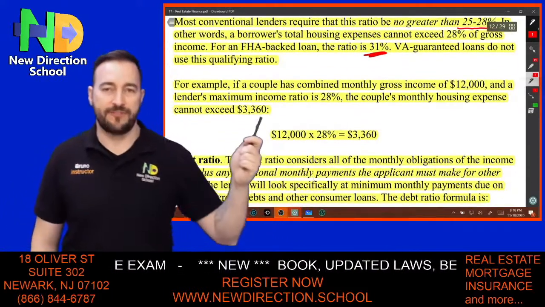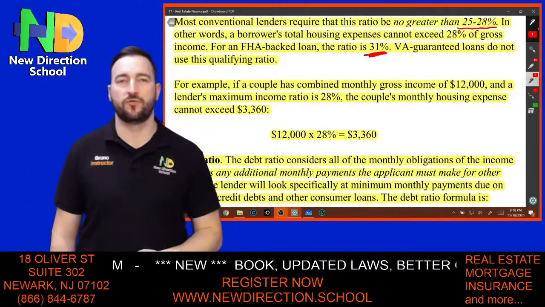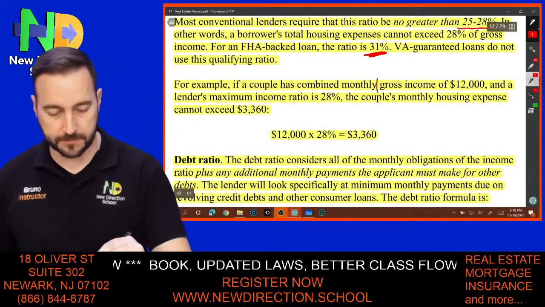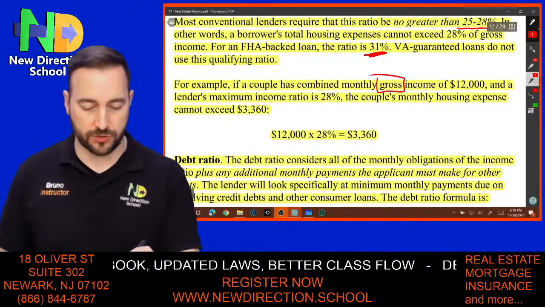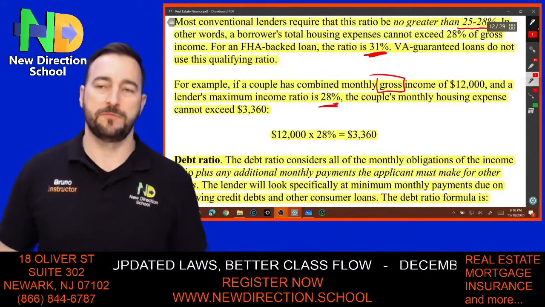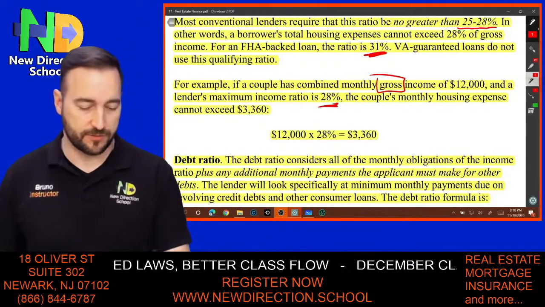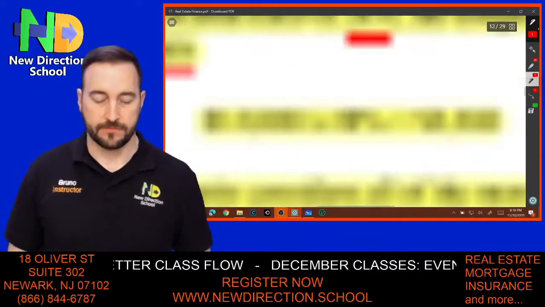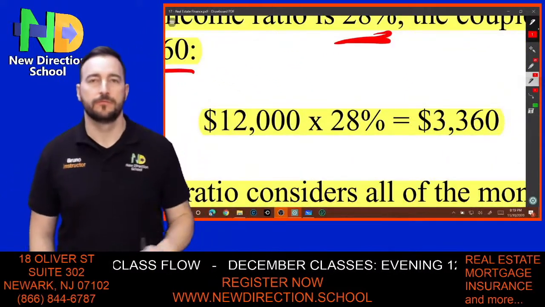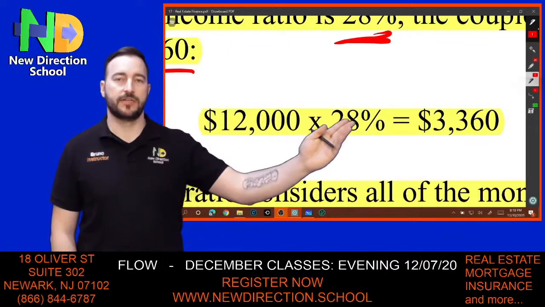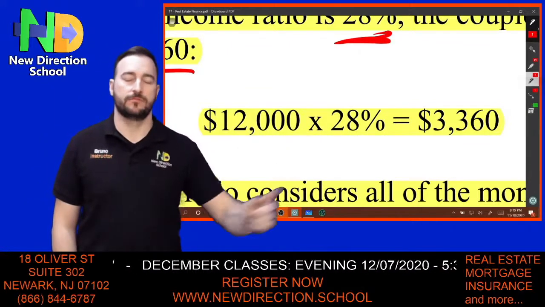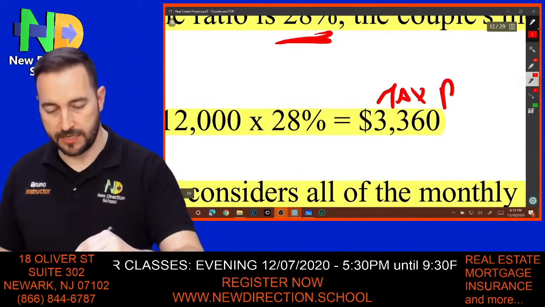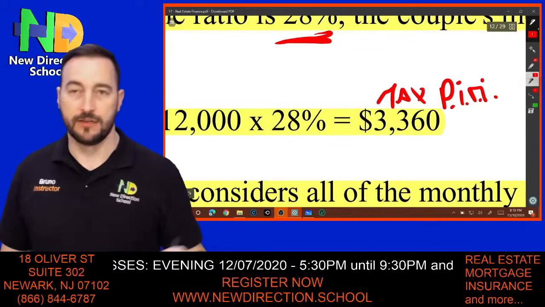So here's an example. If a couple has a combined monthly income of $12,000, this is gross, and the lender's maximum income ratio is 28%, the couple's monthly housing expense cannot exceed $3,360. Okay, so it's very simple. It's the monthly gross times the DTI ratio. That's the maximum. This is the max PITI.